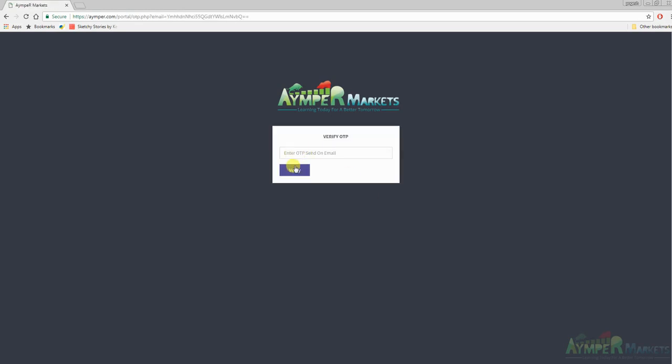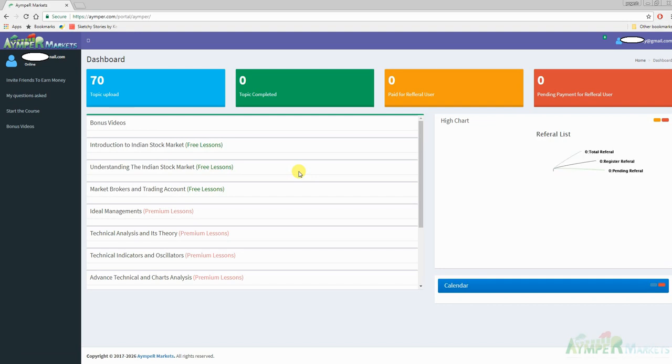Once you do login, you will be asked for an OTP which will come to your registered email ID. I have got mine, so I shall put my OTP and just type verify. Now over here, if you see, we have your ID created over here. There's a dashboard which shows there are a total number of 70 topics. Then I have not completed even a single topic as of now.